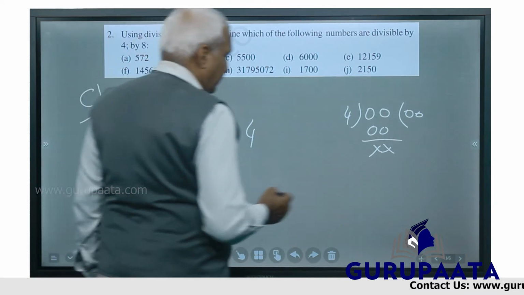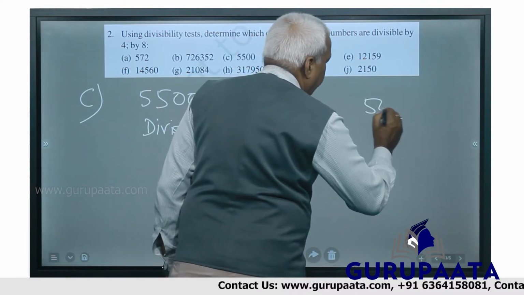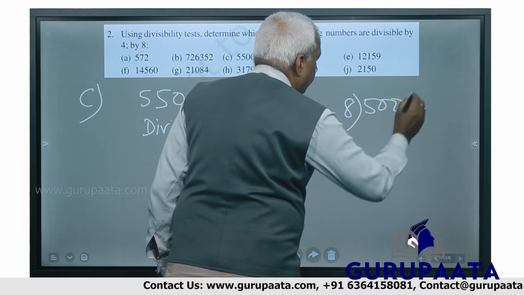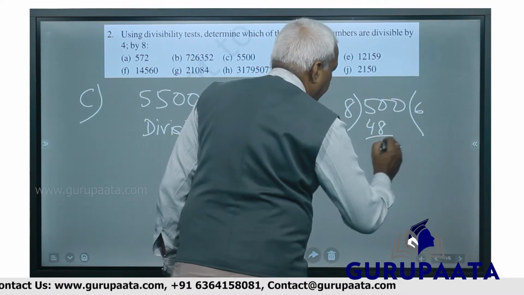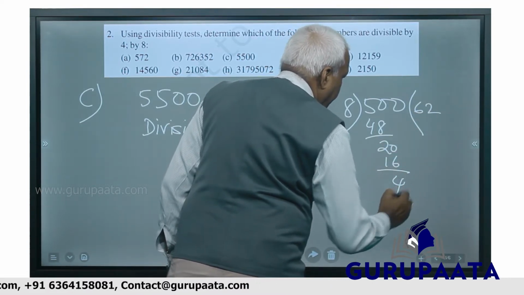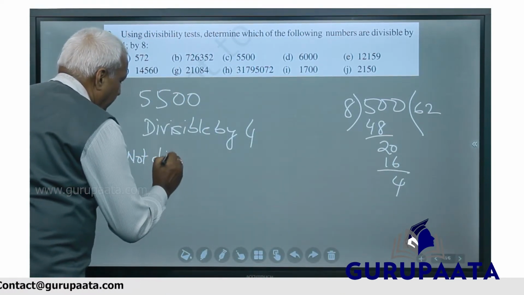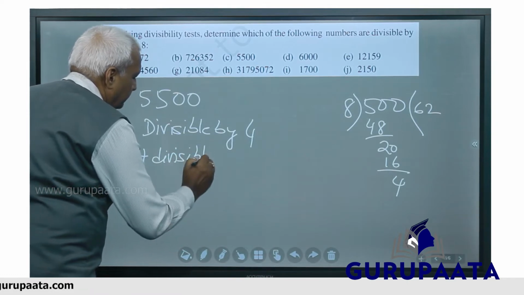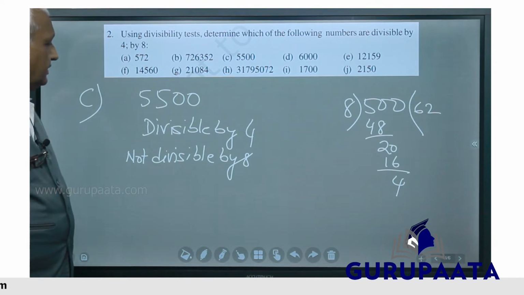Now we will take 500 for divisibility of 8. 500 divided by 8: 48, 20, 16, a remainder is there. Not divisible by 8. Understood? We will take D.